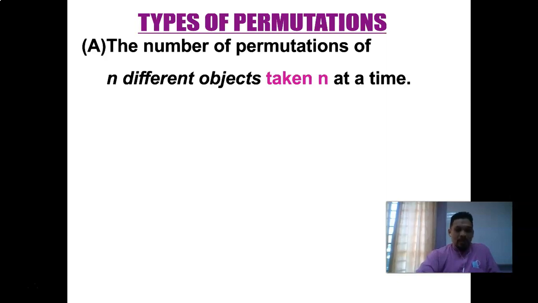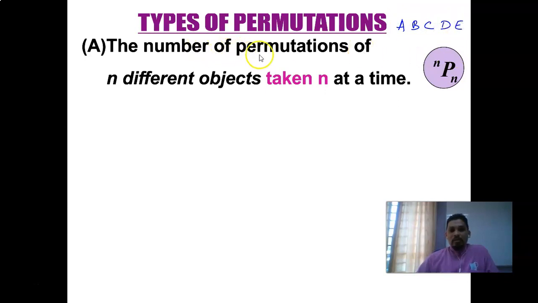Okay, so now the types of permutation. Let's say I have the letters A, B, C, D, and E. The number of permutations of n different objects taken n at a time means I have 5 letters A, B, C, D, and E, I choose all 5 of them and arrange them in different ways. So we come up with nPn.